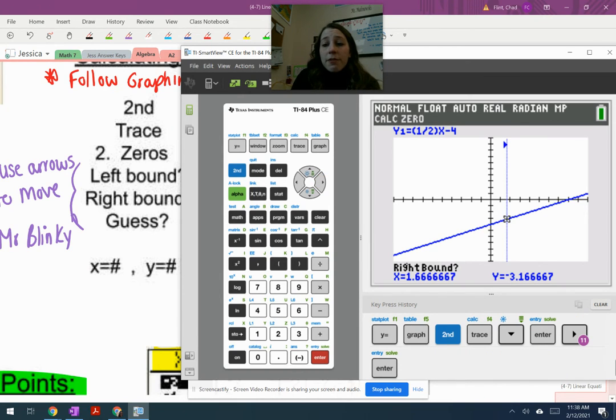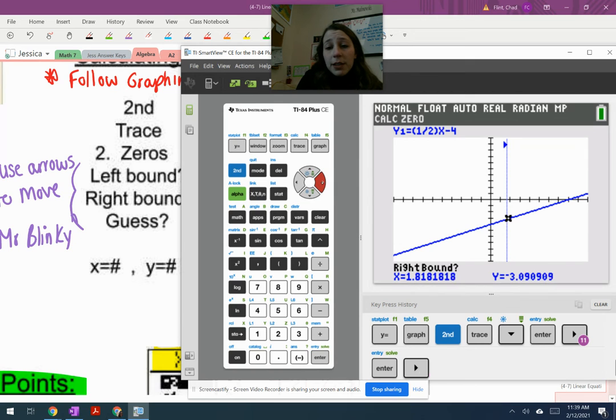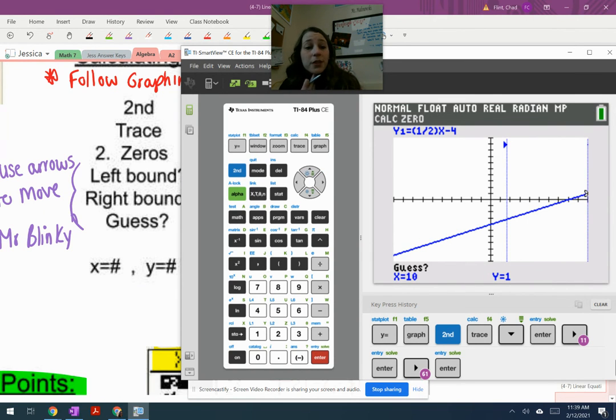Then it asks me if it's right bound. Your calculator might not show up with these dotted lines. That's okay, you don't need them. For right bound, I need to move my little arrow all the way over until it gets to the right side of where that crosses the x-axis. Now remember, we can see clearly from this graph, and we already know what our x-intercept should be. We're just doing this to make sure it works.